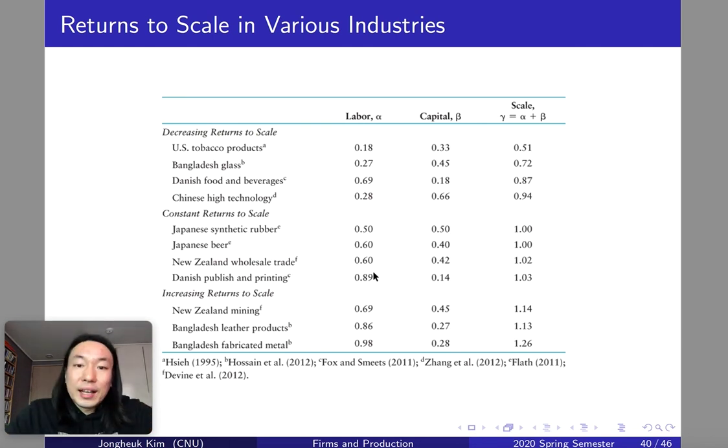The answer is that if alpha plus beta is smaller than 1, then it will be decreasing returns to scale. If alpha plus beta equals 1, then it will be the CRS. And if alpha plus beta is larger than 1, then it will be increasing returns to scale. So the answer is like that to your practice problem, but I urge you to solve it by yourself with your hands. It will be fair for you.